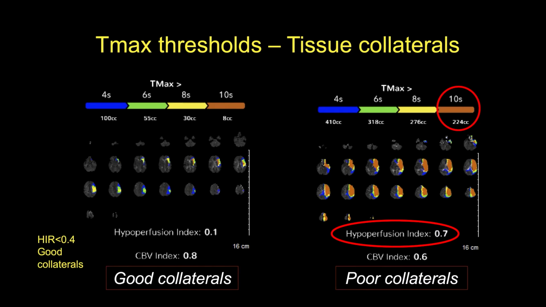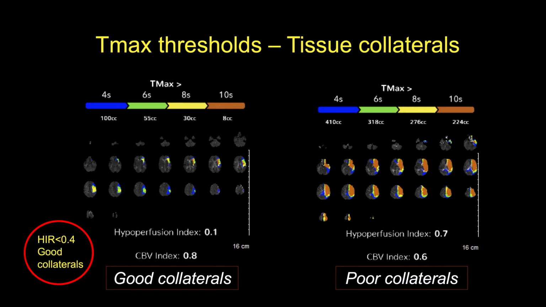I've got a Tmax of 10 seconds. And when I look at a hypoperfusion index of 0.7, it tells me that at a tissue level, there are poor collaterals. Some of the papers have shown that an HIR less than 0.4 is good collateral. So I use this for understanding tissue collaterals. Remember, you also have a CTA that's going to tell you the collaterals at a vessel level.